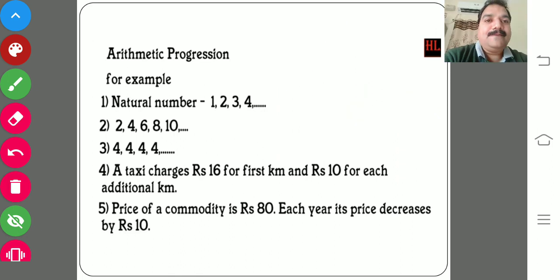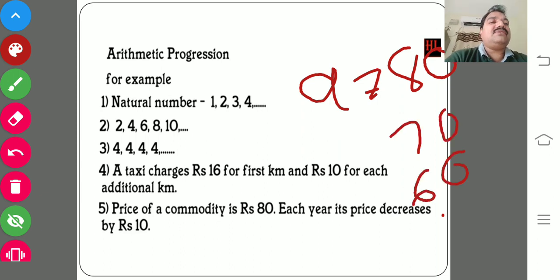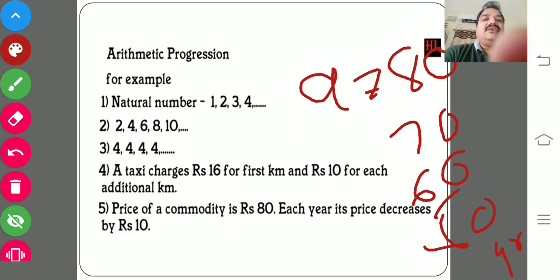Yes. The price of a commodity is 80 rupees. Each year, its price decreases by 10 rupees. So see here, the price of the commodity is 80, which means A equal to 80 rupees. And each year its price decreases by 10 rupees, so the next year it will become 70, the following year 60, then 50, then 40. Like that, it follows.